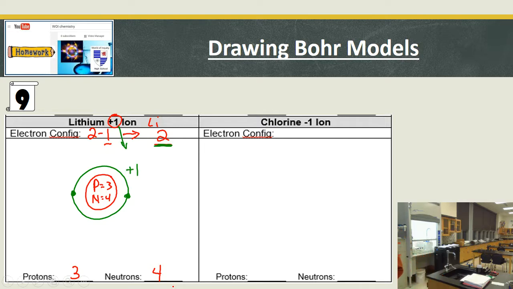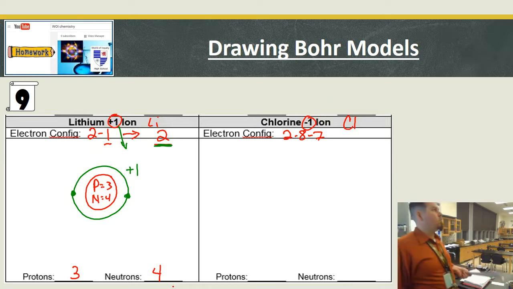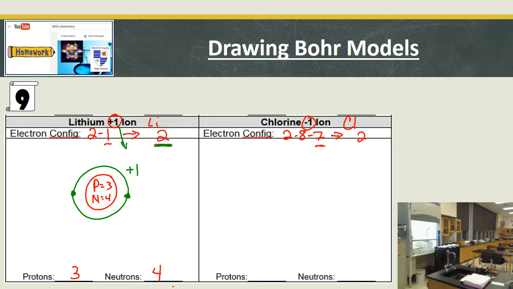And then a chlorine -1. I got a Cl as chlorine. Chlorine is 2, 8, 7. But he's a -1 ion. So electrons are winning. If electrons are winning, I gained an electron. I have to put it in the valence shell. So my electron configuration now is going to become 2, 8, 8. Let's draw it up now.